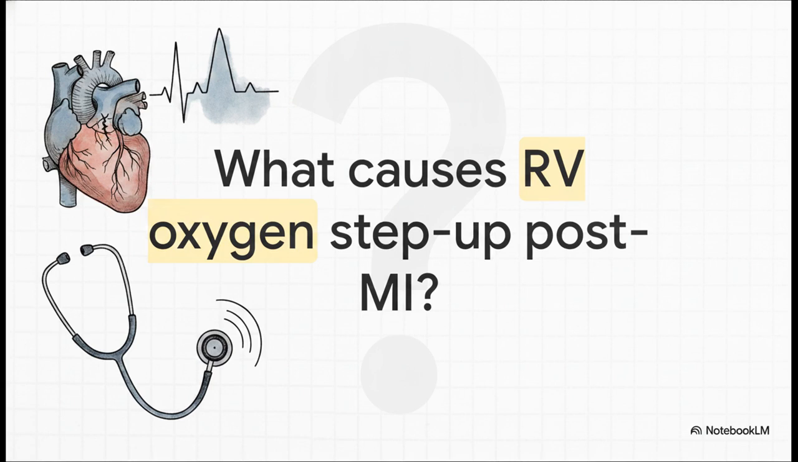Now, monitoring reveals a significant step up in oxygen saturation between the right atrium and the right ventricle. So, what mechanical complication happened here? Is it A, acute mitral valve chordal rupture, B, left ventricular free wall rupture with tamponade, C, post-infarction ventricular septal rupture, or D, pseudoaneurysm formation? Pay close attention to that oxygen step up in the right ventricle, guys. It is the absolute key to nailing this diagnosis.